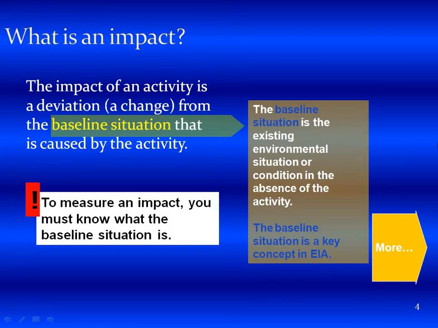So impact of an activity is deviation or change from the baseline situation that is caused by activities. Okay, so what is the baseline then? See the right side. The baseline is the existing environmental situation or condition in the absence of the activities. That means, without those activities, how the environmental situation is maintained there.